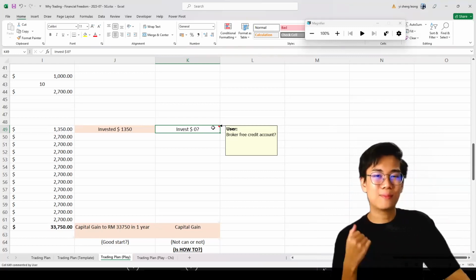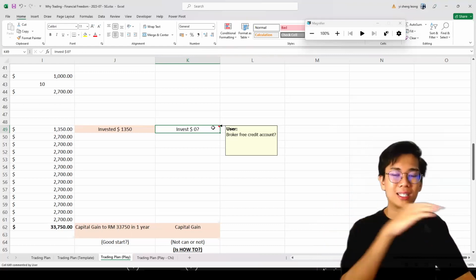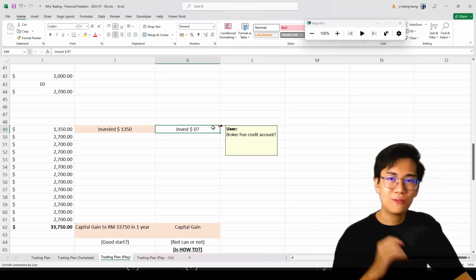Hey, can I borrow your IC, identity card? Okay, we will register this broker. I will help you to trade. Okay, I will do everything for you.